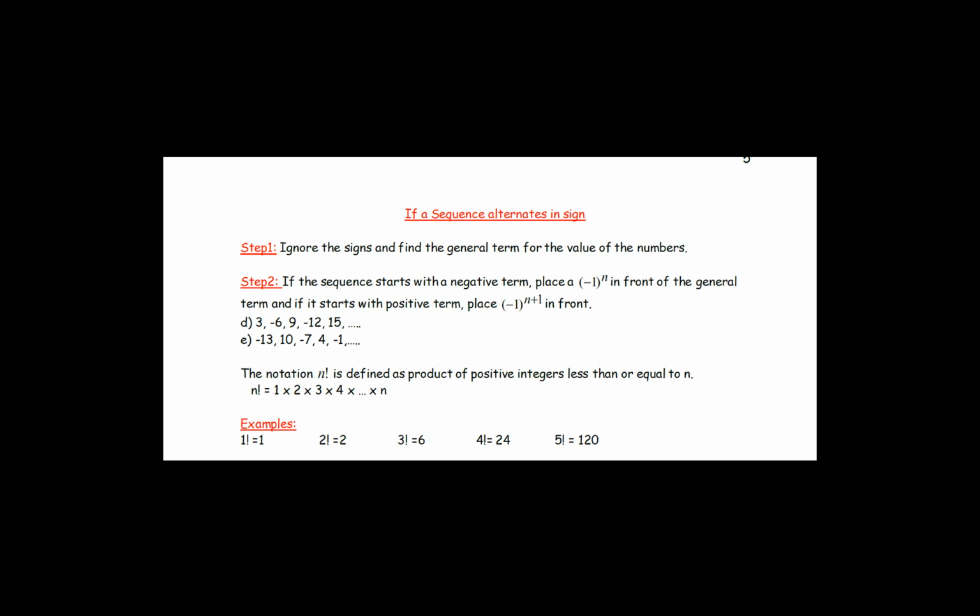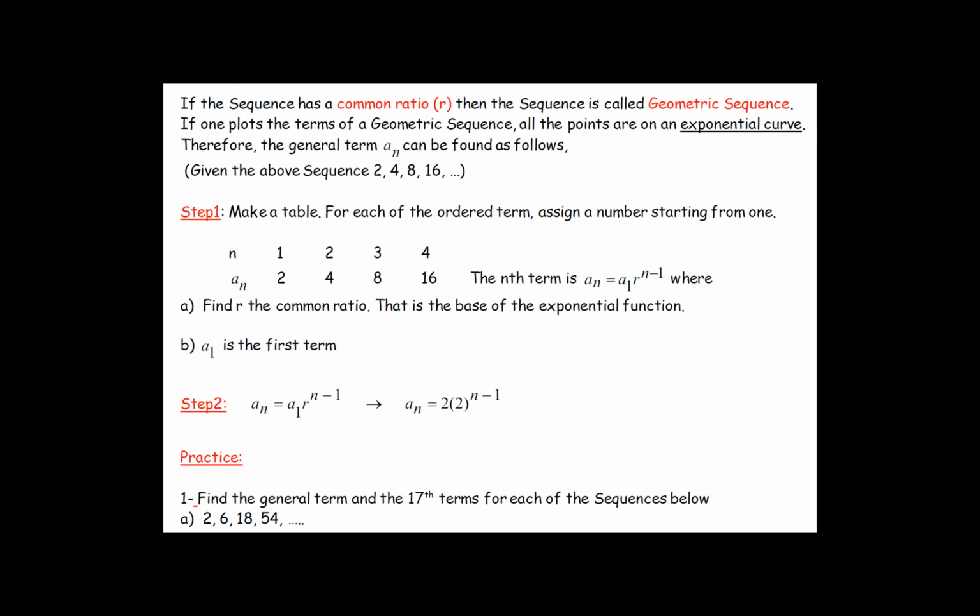Now we're going to move on into geometric sequences. With geometric sequences, instead of addition, you now have to do with multiplication. Instead of finding the common difference, we now have to find the common ratio, or r. The points, if plotted, should make an exponential curve.